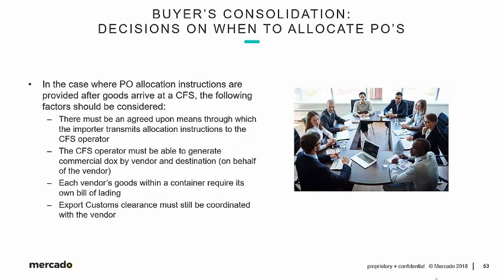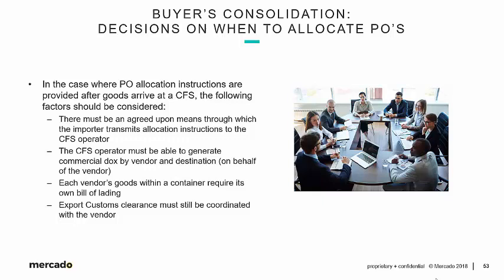In the case where PO allocation instructions are provided after goods arrive at a CFS, the following factors should be considered. Let's stop here for a second and say that CFS operators, 3PLs, can execute on this type of model. Not all of them do it very well. One of the reasons is that the CFS operator has to have the software necessary to account for all of the goods out in the physical world and how they're being split and allocated to containers.